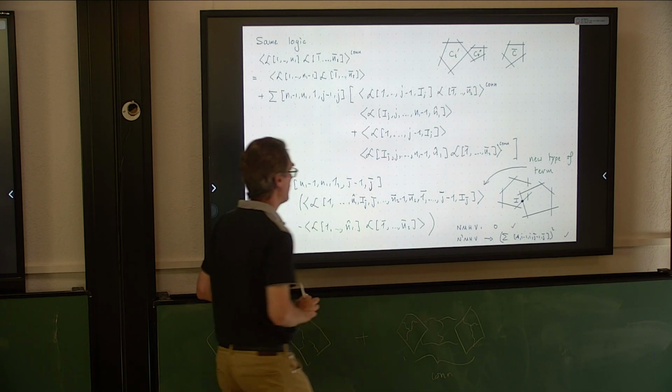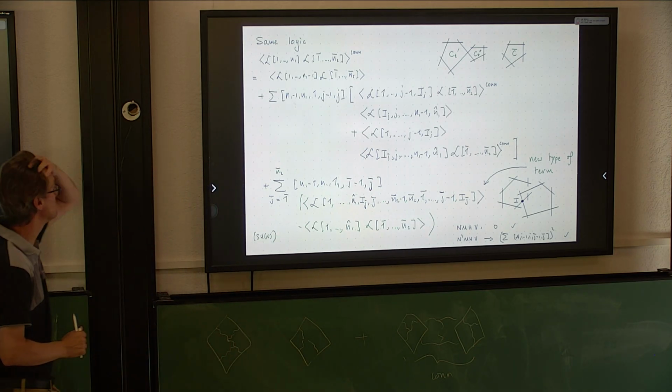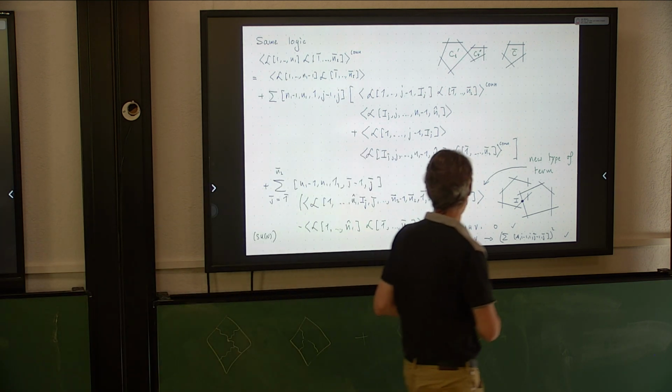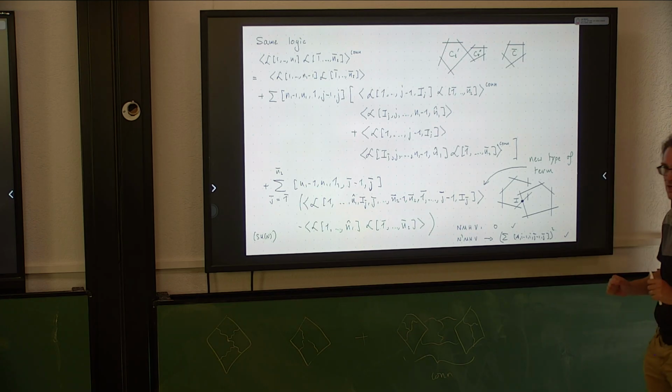Okay. All right. So now some sanity checks for SU(N). Let's see if we can get this to work now. I told you that NMHV was 0, right? Because for color reasons, there's no NMHV amplitude for the connected part.